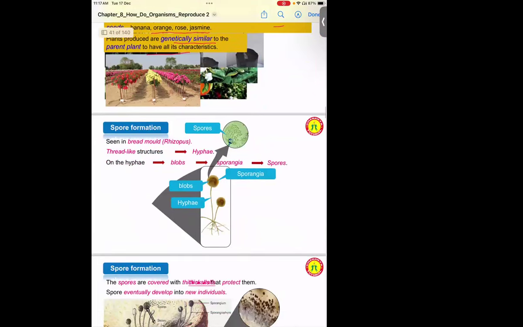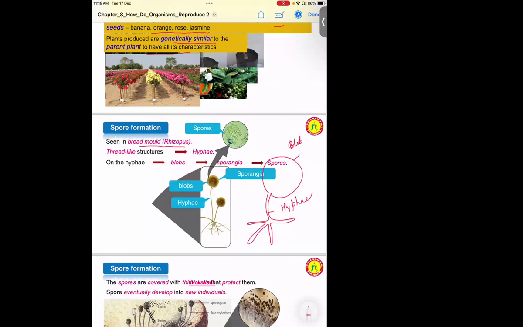Now the next type is spore formation. The spore formation example is bread mold, which is basically Rhizopus. So here the structure will be like this. They will have hyphae, these are what are called the hyphae. The upper part is called the blob. A blob is nothing but, like on doors, to open the door you have a knob-like structure. So they have the blob, or the knob as some exams say. And inside them, they have these sporangia.